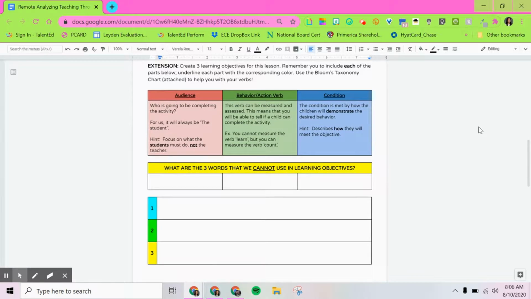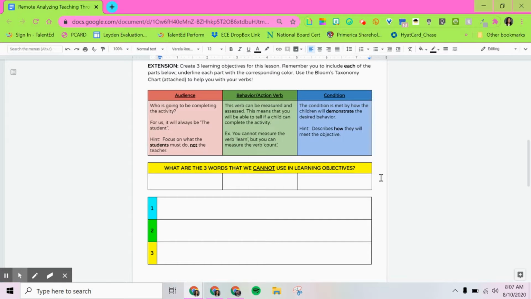After this, we're going to combine the 2. So we're combining analyzing teaching through video, which is super important in education, and writing learning objectives, which we've talked about previously. The 3 words that we cannot use in learning objectives, you should know this, but you could always go back to our objectives lessons and look at it there. That goes in this first box.